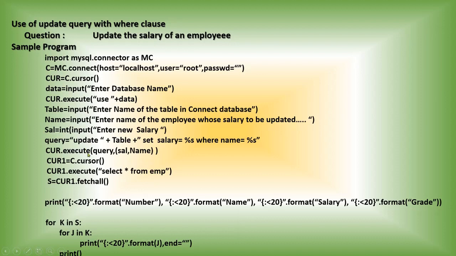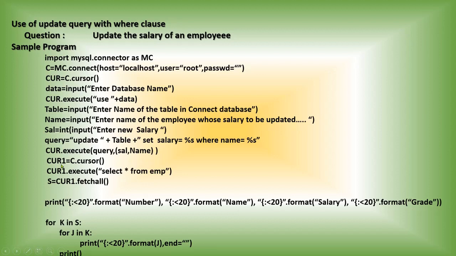After executing the update query, I just created another cursor object. You can use the same cursor object itself, but if you want, you can use multiple cursor objects in your program. Multiple cursor objects are needed when you do your project work, so that is why I am explaining that here in this program. I am using two cursor objects. By using the first cursor object, the update query is executed, and by using the second cursor object, I am executing the select query.